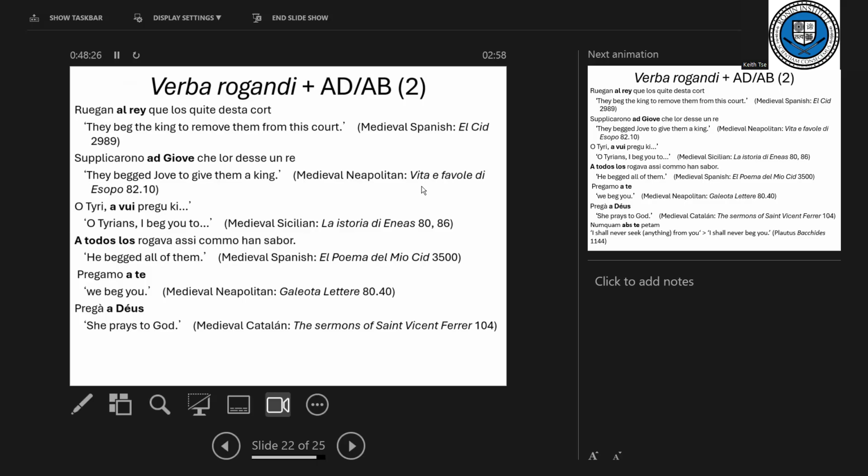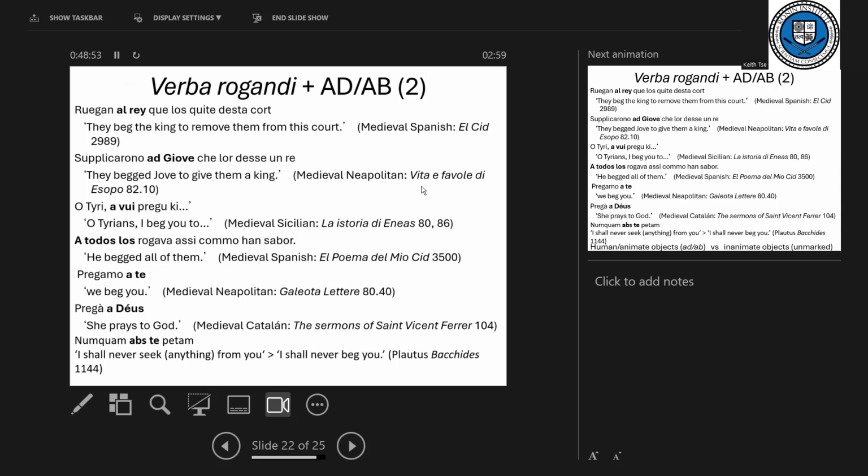For example, in El Fin, a todos los rogaba. The keyword here is los, which is also the accusative pronoun, shows that this seems to have been reanalyzed as a direct object. Whereas in medieval Neapolitan and medieval Catalan, pregamo a te, we beg you. Prega a Deus, so she prays to God.